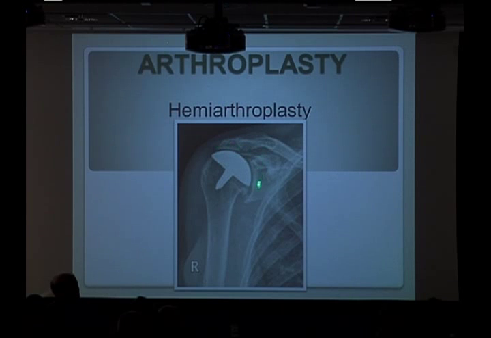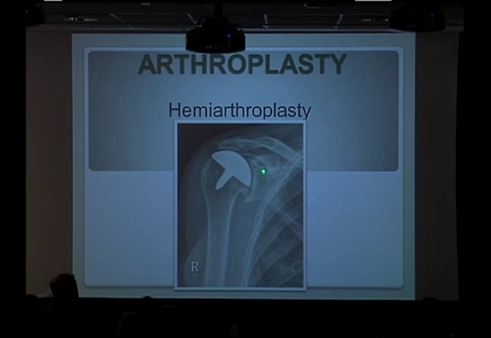So if we talk about a hemiarthroplasty, hemi means just half. So all we're doing in this is replacing the ball side. And there are specific indications for the ball side. One is, I keep mentioning the rotator cuff. Well, the primary function of the rotator cuff muscles is to hold the ball in the socket, as I mentioned, and to center that ball down on the socket so you have more even wear.